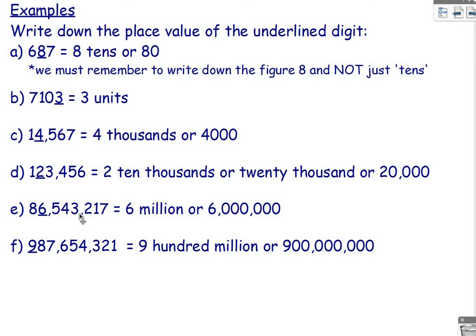The next question has got 2 commas. 2 commas is millions. So back 3 comma, back 3 comma. The 6 is here. Units, tens, hundreds, thousands, 10 thousands, 100 thousands, million, 6 million. Or in figures. And the final one then, millions, 10 millions, 100 millions. So 900 million or 900 million in figures. Please write those examples down now into your big book.